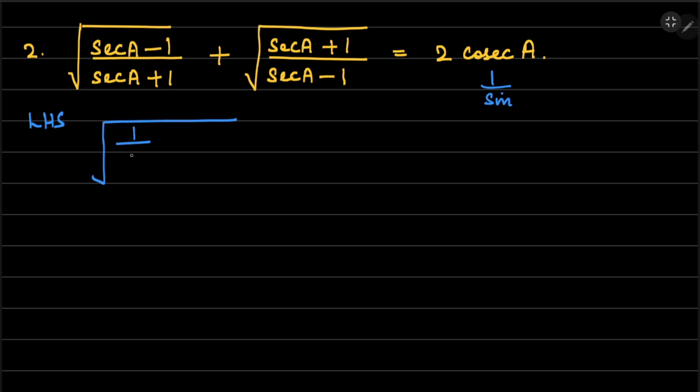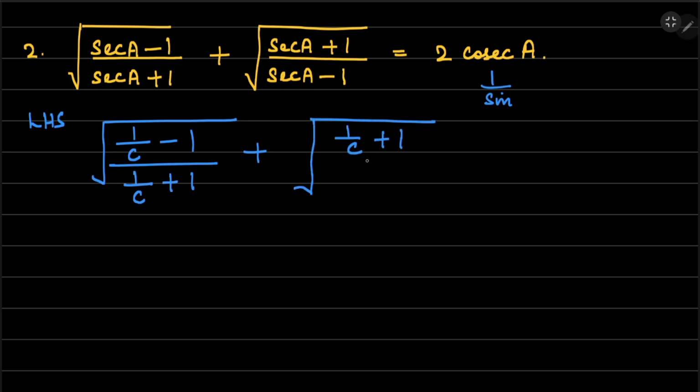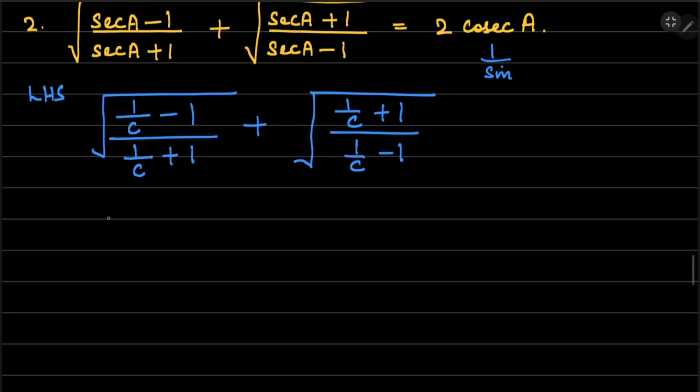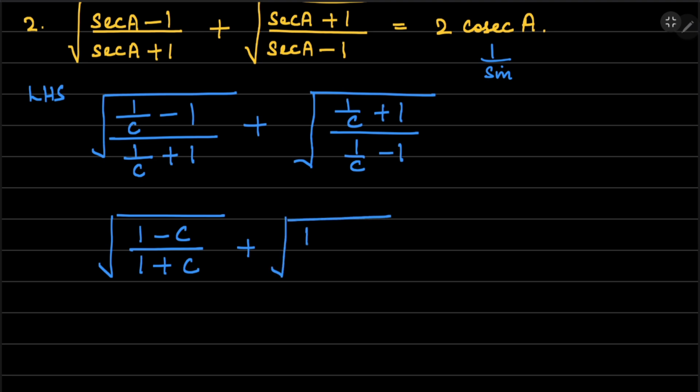So secant, I'm just going to write 1 over cos, minus 1 divided by 1 over cos plus 1, plus, when you are doing it, please write it entirely, 1 over cos plus 1 divided by 1 over cos minus 1. Take the LCM. Okay, so when you take the LCM, denominator cos will get cancelled. So you'll have 1 minus cos divided by 1 plus cos plus again square root of 1 plus cos divided by 1 minus cos. Am I right? Okay, so you have a plus sign in between.